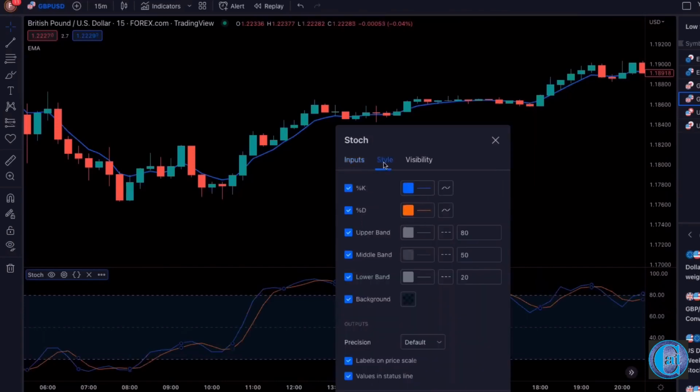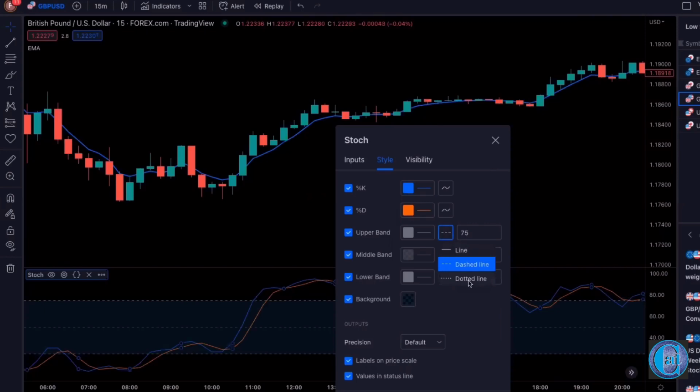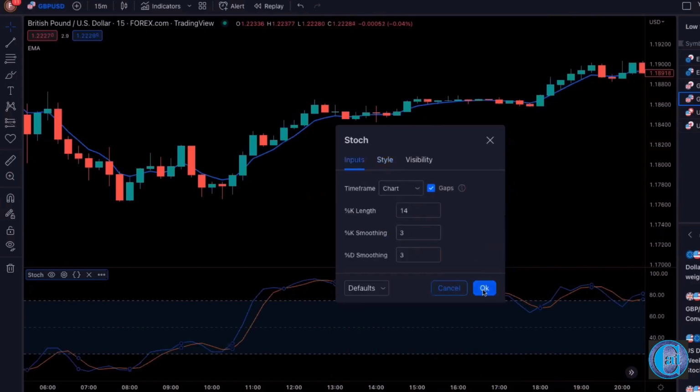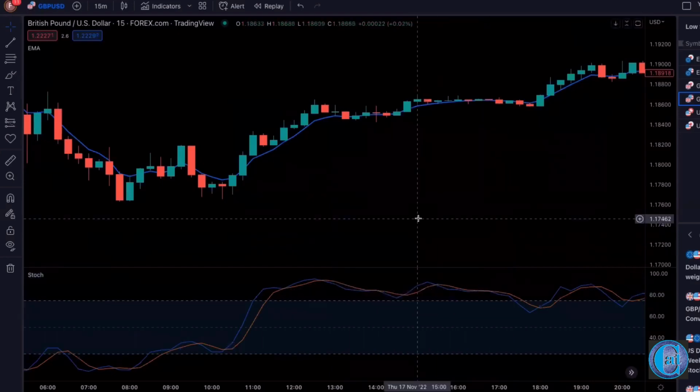And for style, what we're going to do over here is, you see how this channel, whenever you add the stochastic on here, the channel is between 20 to 80. For this, we're going to change it from 20 to 25, and we're going to change 80 to 75. So our channel is going to be just a little bit narrower for this strategy. Okay, so 25, 75, and then over here, smoothing 3. Click OK. Your chart is set up.